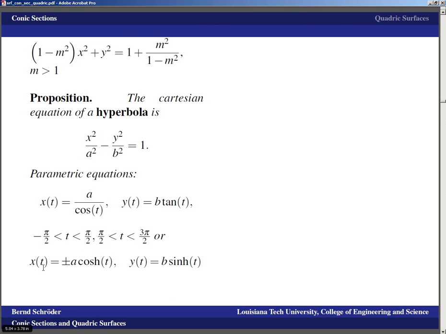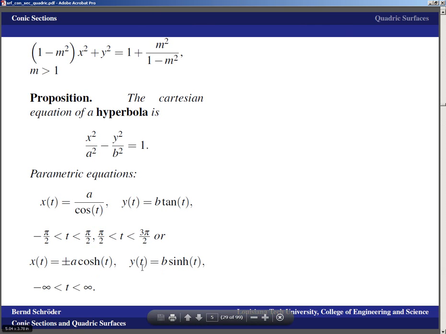On the other hand, we could also use x of t being plus minus a times hyperbolic cosine of t, and y being b times hyperbolic sine of t. And again, it would end up being hyperbolic cosine squared of t minus hyperbolic sine squared of t, and that ends up being 1. So even though I don't know the history, this may well be one of the reasons why the hyperbolic sine and cosine are called hyperbolic sine and hyperbolic cosine.